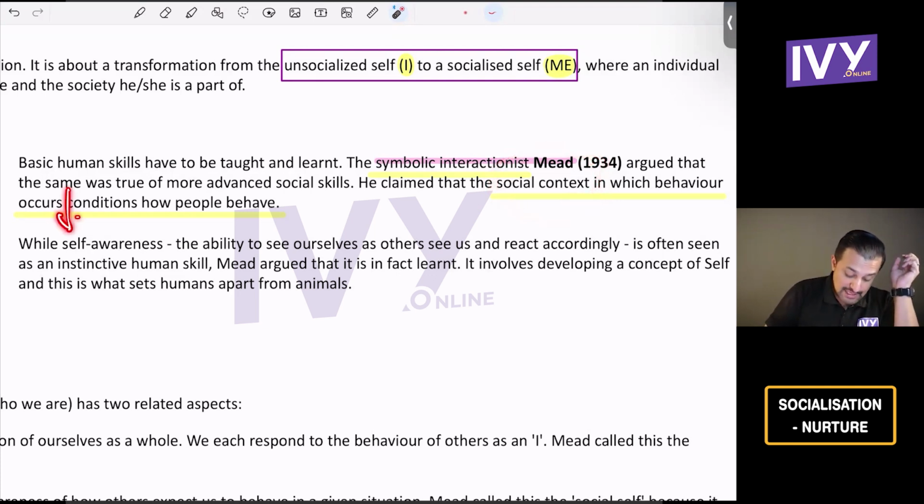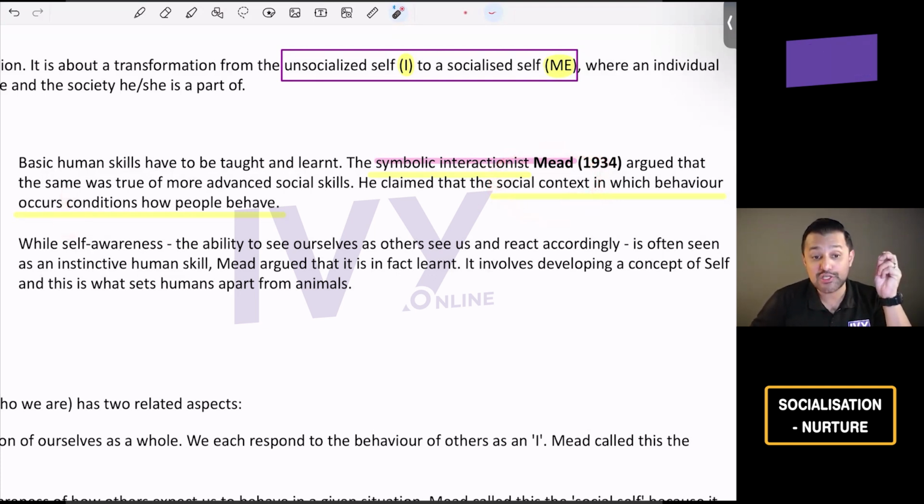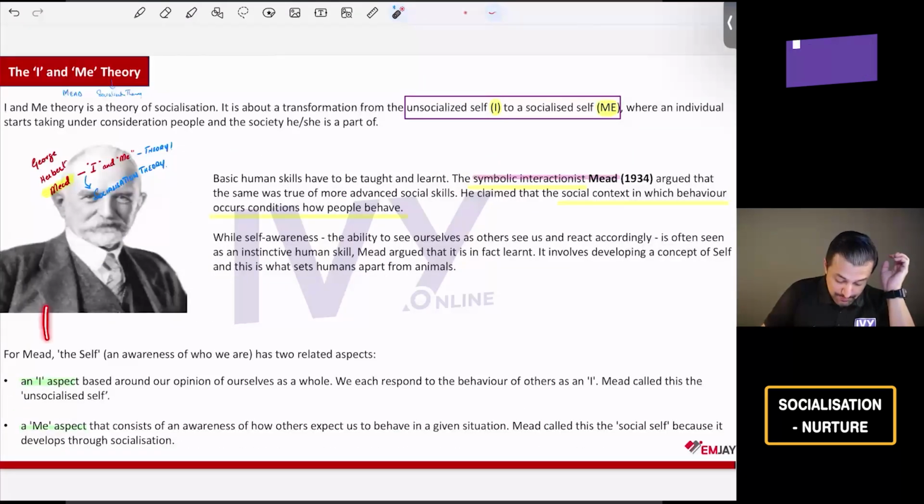So while self-awareness, that is the ability to see ourselves as others see us and react accordingly, is often seen as an instinctive human skill, Mead argued that it is in fact learned. It involves developing a concept of self, and this is what sets humans apart from animals. For me, the self is an awareness of who we are. This has two related aspects.